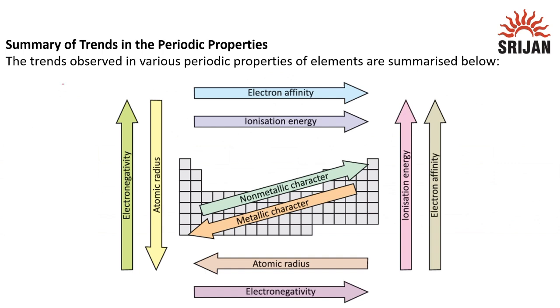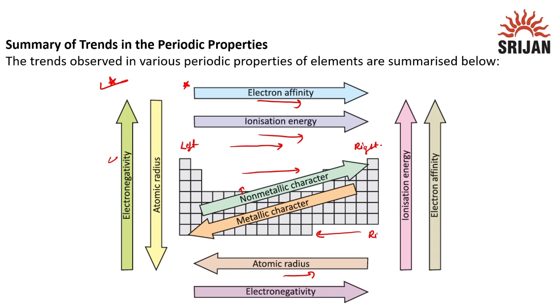Now this is the summarized diagram of all the properties that we have studied. This is the periodic table, this is the left portion, and this is the right portion. We can see that electron affinity, ionization energy, and electronegativity, these three increase when we move from left to right, and the non-metallic character also increases when we move left to right, but the metallic character decreases from left to right. The metallic character increases when we are moving the opposite way, that is right to left.